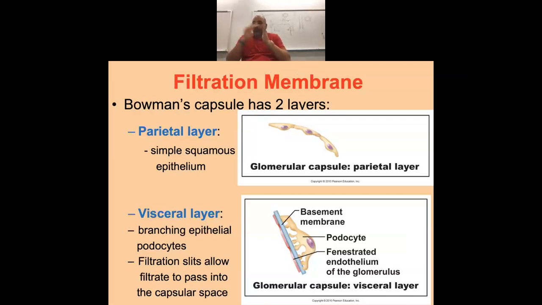If this is damaged, that's when you start to see protein in the urine. That's why protein is never appropriate in the urine. Because if you're seeing it, that means the podocyte's been damaged. That's specifically what it means.